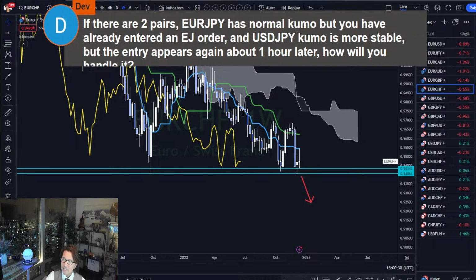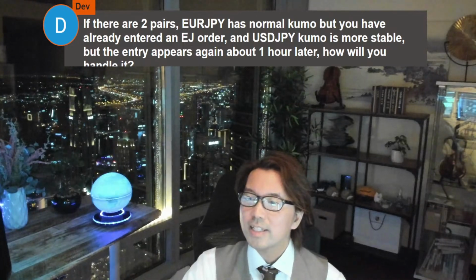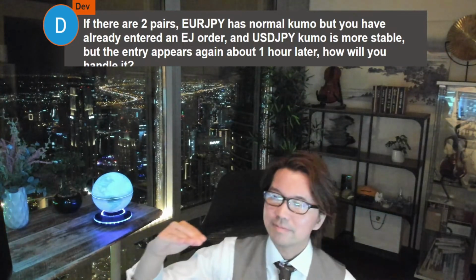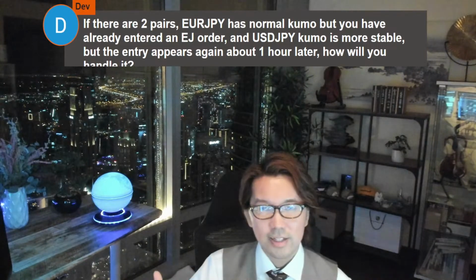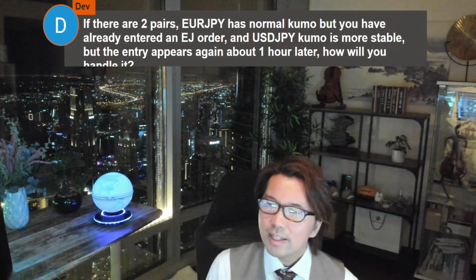In that case, if I already hold the position on Euro JPY, then I set what I call a break-even line, and then I take another trade on USD JPY. That's what I would do.